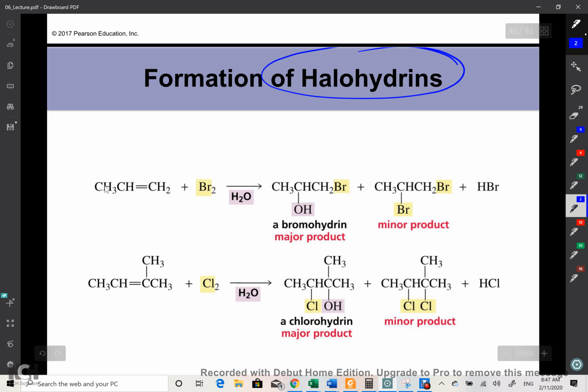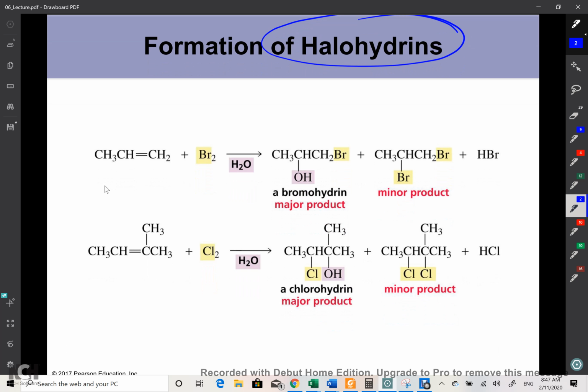Reaction number 5, formation of halohydrine. Formation of halohydrine is very similar to what we did before. Take note of the difference. In the first reaction, we didn't use water. We used methylene chloride. But then when you use water now, everything changes.